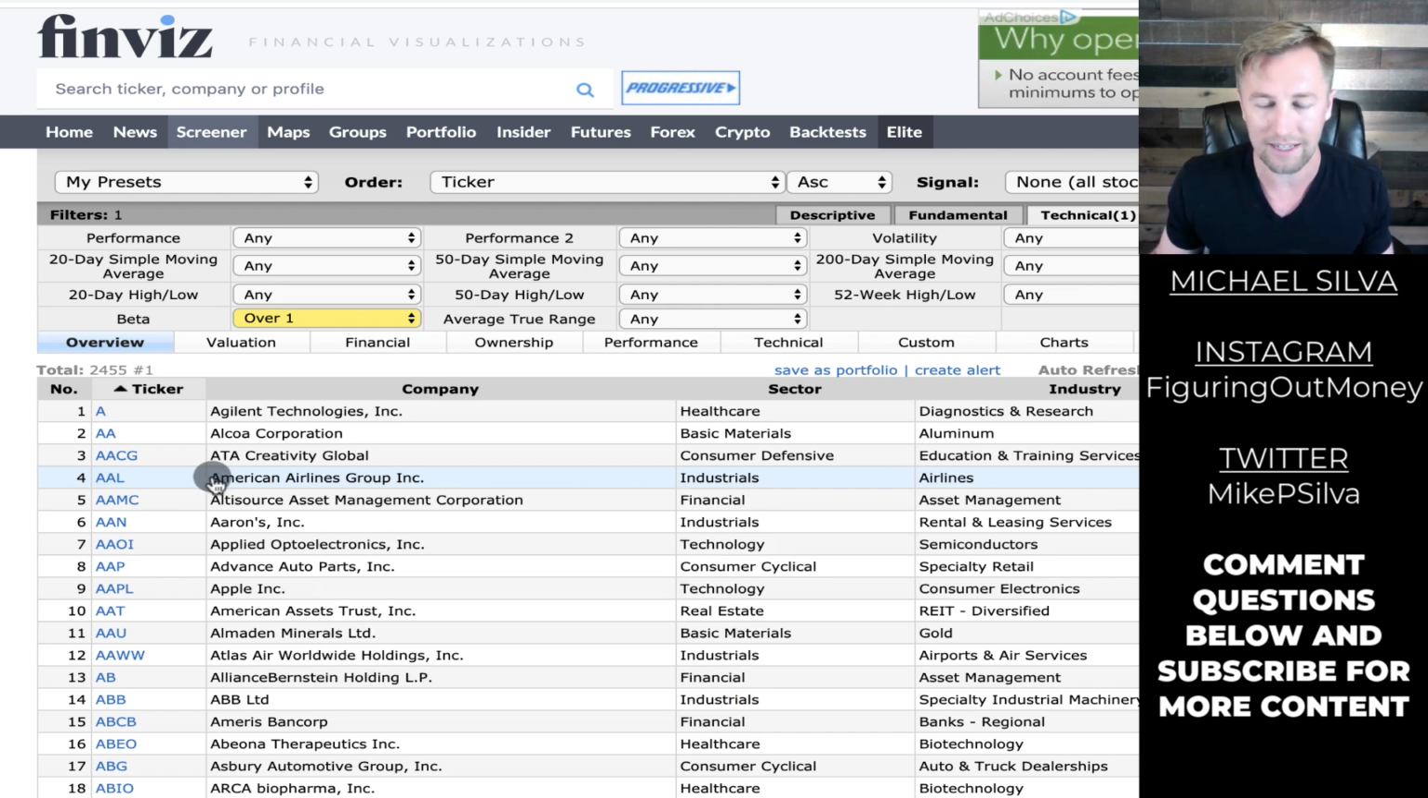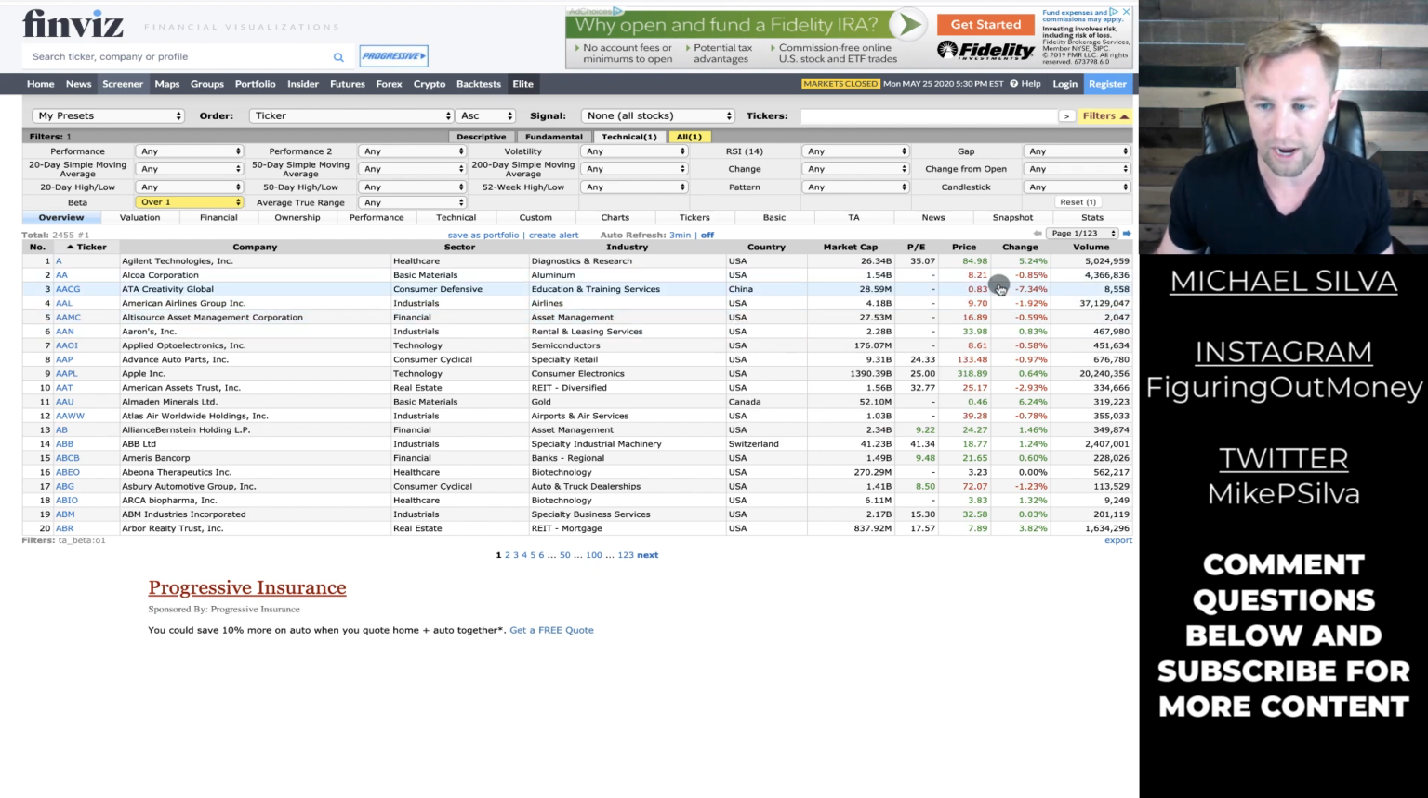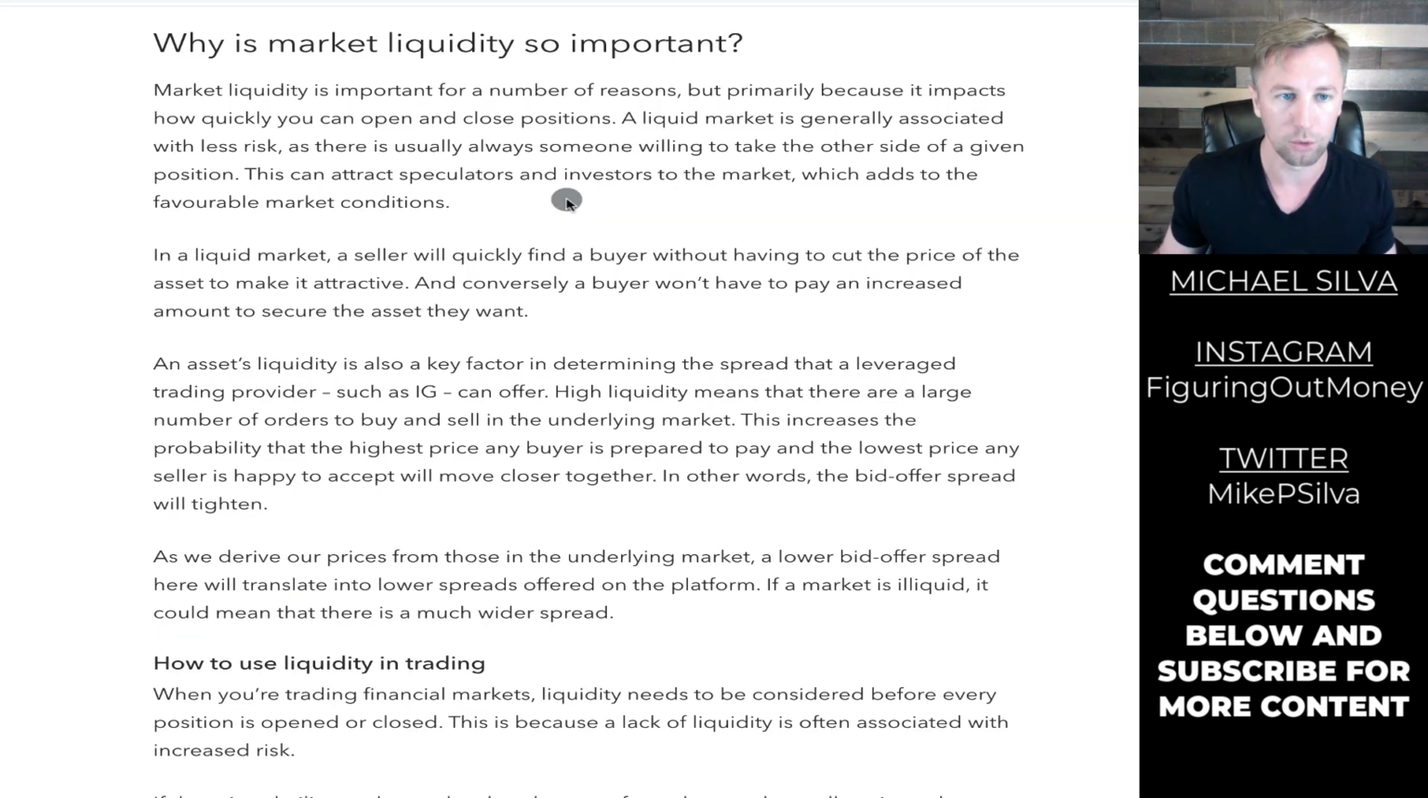Now, there's one last thing I need to go over that is extremely important, and that has to do with volume or market liquidity. If you look over at the far right, you're going to see stocks that have millions and then only thousands. Now, why is liquidity important? The reason why market liquidity is so important, it's actually a number of reasons, but primarily because it impacts how quickly you can open and close positions.